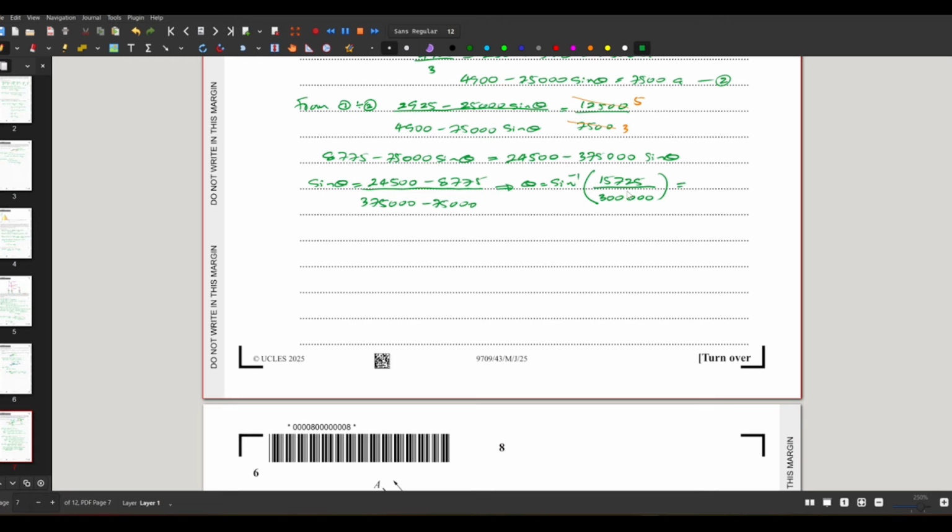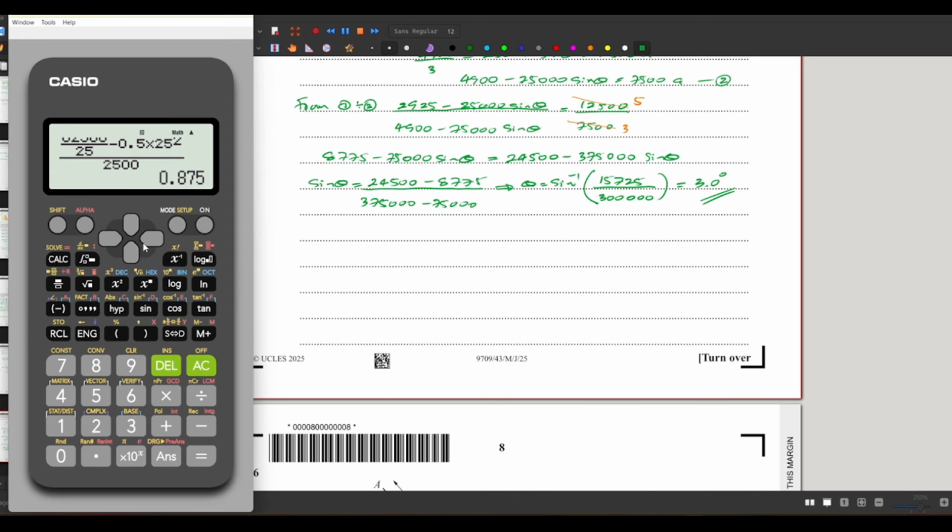So when you take this one, you will receive the answer. If you want, I will quickly do sine inverse with the shift. So 15,725 divided by 300,000.